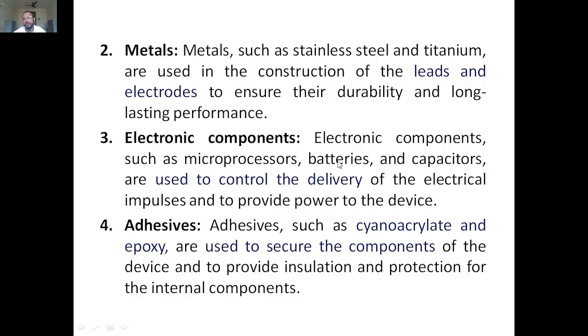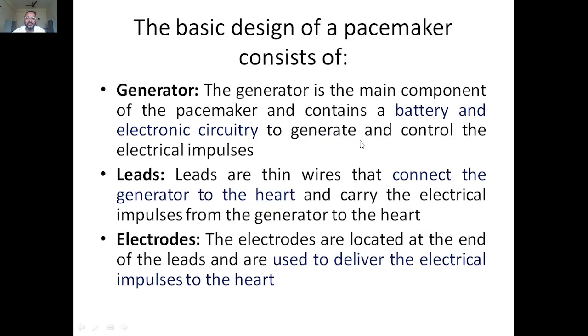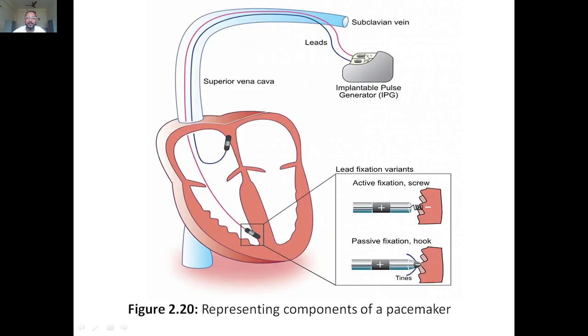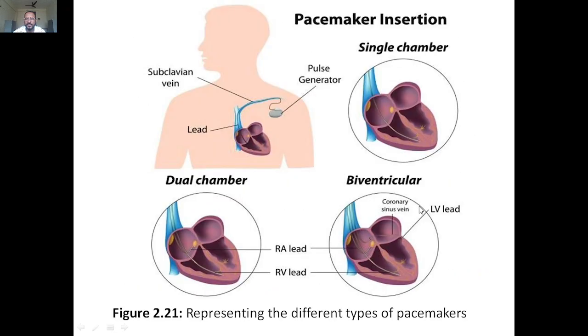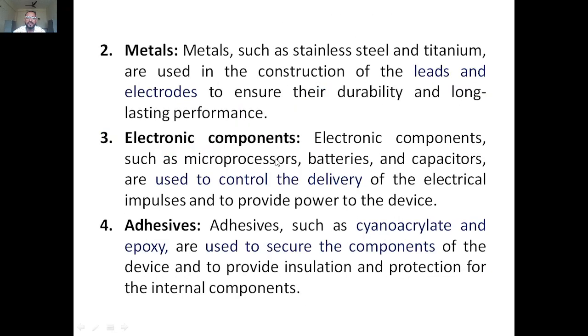Next, electronic components. So now electronic components will be like this. Here we have the electronic components inside this to develop the IPG. So we need to have electronic components. Here also we need to have the active screw or hook kind of structure. Those are called electronic components. Now these particular electronic components will be used here. What are those particular electronic components?